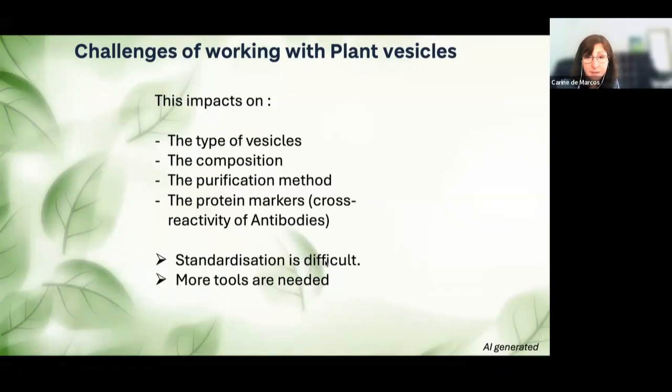In the mammalian field, when you have a CD63 antibody, you know that if it works in one cell type, it might work in another cell type. But that's not necessarily the case for plants. So this is delaying the field very much, because we need to develop many more tools than the mammalian field is currently requiring. We need to develop each tool for each of the plants we are using.